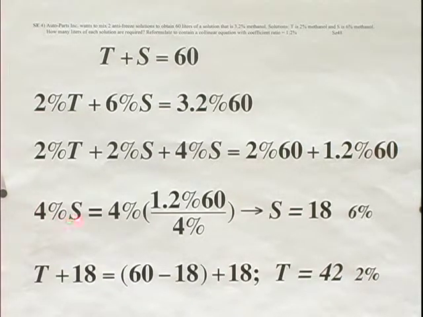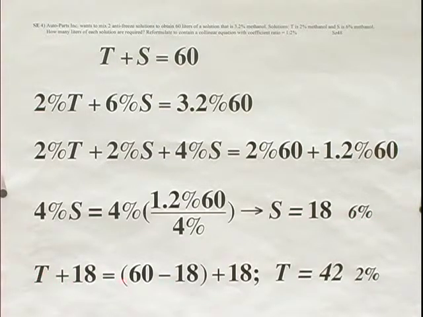So there it is, 4% times the 6% solution, S. I'm going to reformulate 1.2% times 60. I'm going to multiply by 4% and I'm going to divide by 4%. Notice something, when I do this division, the percent sign cancels. 4 into 60 goes 15. 1.2 times 15 is 18. So I'm going to need 18 liters of the 6% solution.